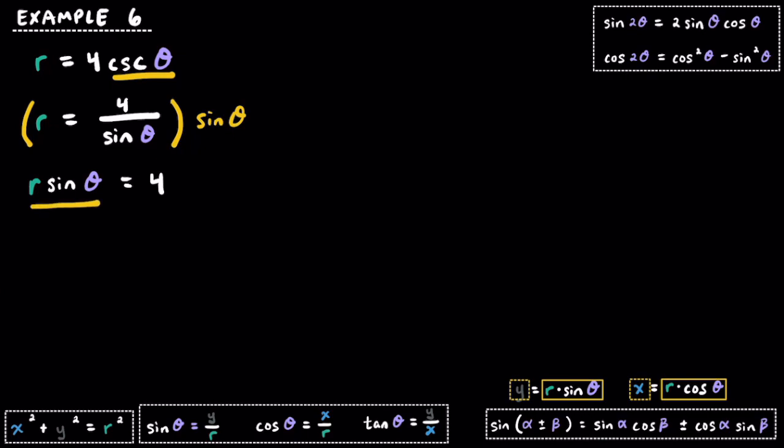Hopefully you can start recognizing this r times sine of theta, and that's just equal to y. So making a substitution, we can swap out y here and say that y is equal to 4. There's our answer.